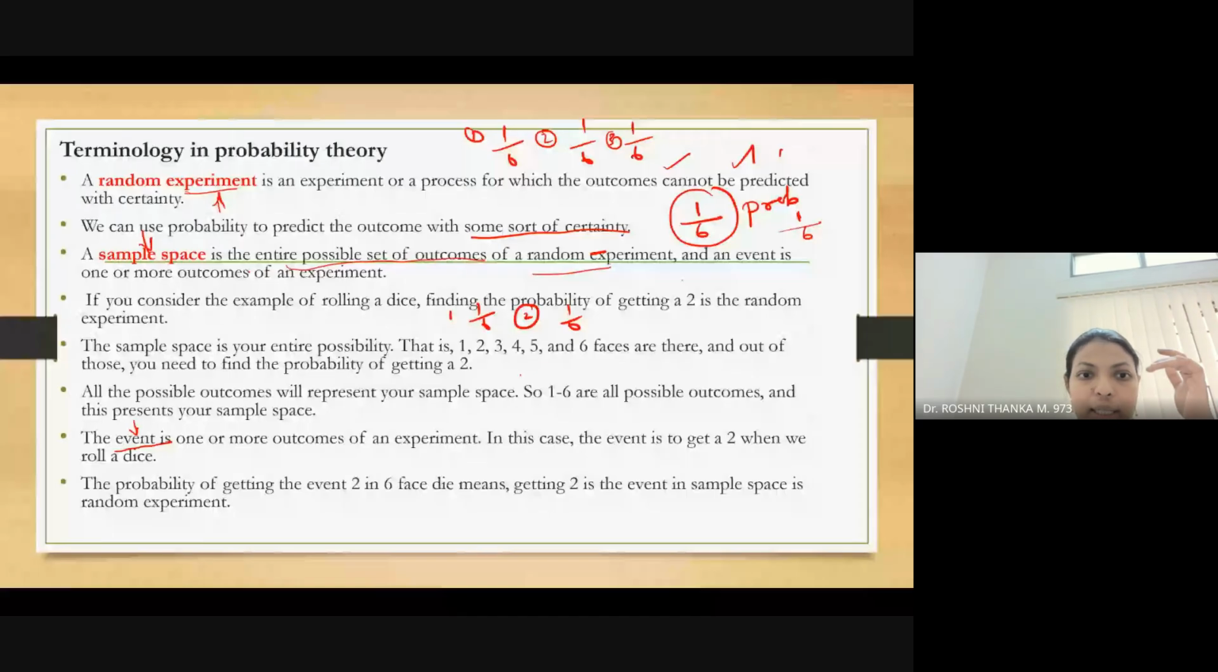And what is an event? Getting 2 out of this is an event. Getting 5 out of this sample space is an event. An event is one or more outcomes of an experiment, in which the event is to get 2. One particular event occurring is what is called an event. So the probability of getting event 2 in this dice, with six faces, is 1 by 6. These are some of the terminologies we will be using when we roll a dice.